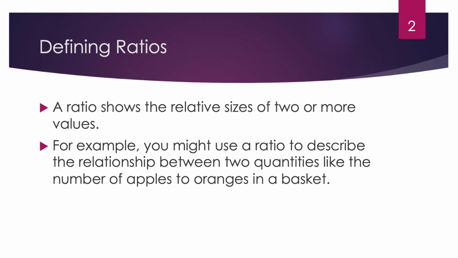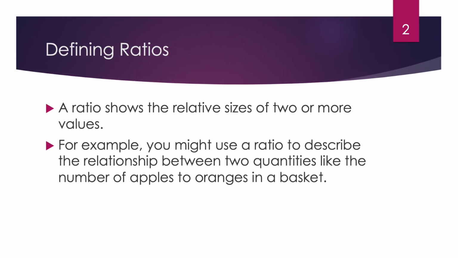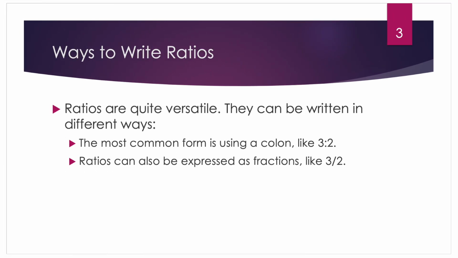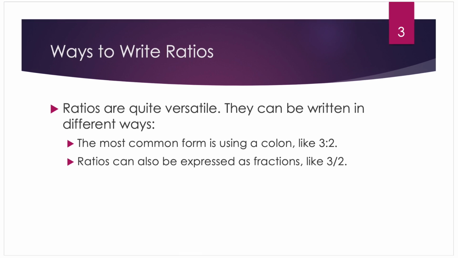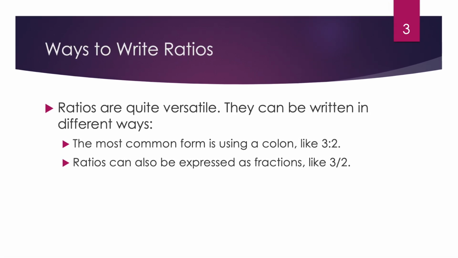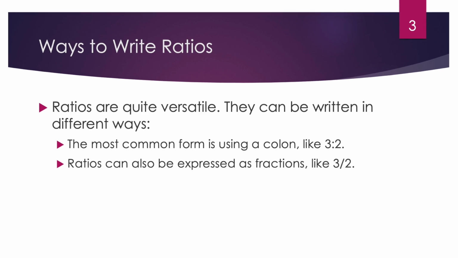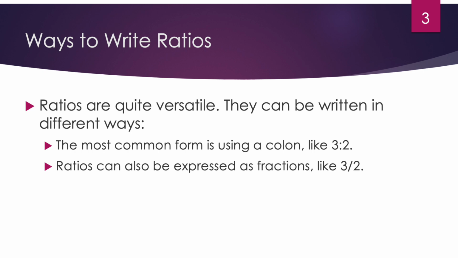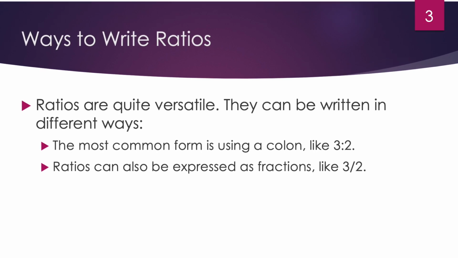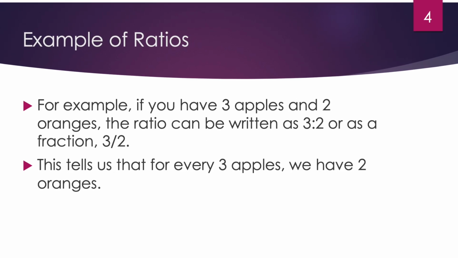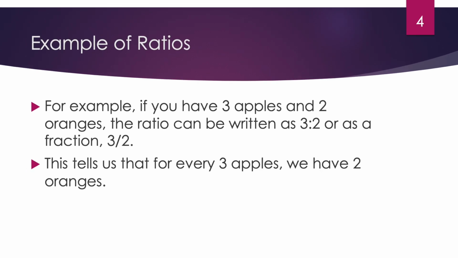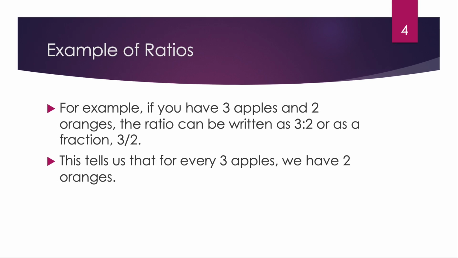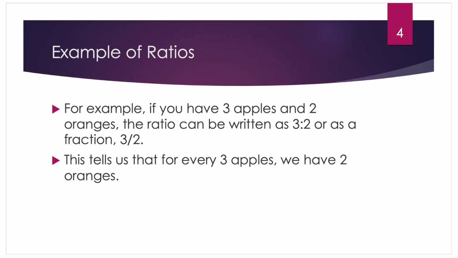For example, you might use a ratio to describe the relationship between two quantities like the number of apples to oranges in a basket. Ratios are quite versatile. They can be written in different ways. The most common form is using a colon, like this, 3:2. But you can also express ratios as fractions, like 3/2. For instance, if you have 3 apples and 2 oranges, the ratio can be written as 3:2, or as a fraction, 3/2. This tells us that for every 3 apples, we have 2 oranges.